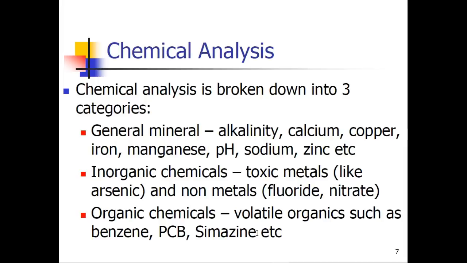Chemical analysis is broken down into three categories. General mineral, which is like alkalinity, calcium, copper, iron, manganese, pH, sodium, zinc. Inorganic chemicals, which are like toxic metals like arsenic, and nonmetals like fluoride and nitrates. And organic chemicals, which are volatile chemicals such as benzene, PCB, Simazine, and so on and so forth.